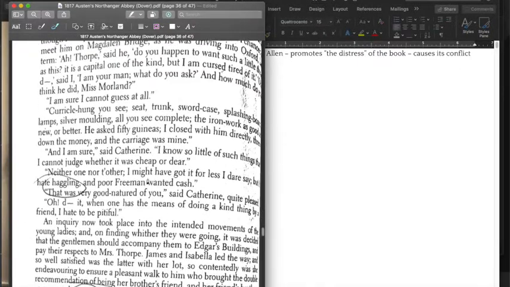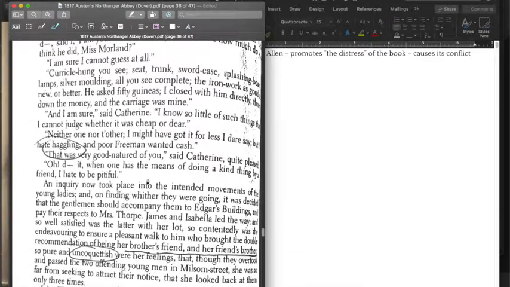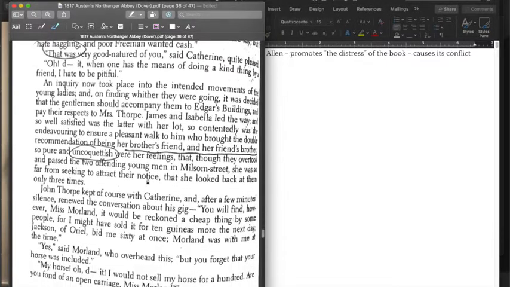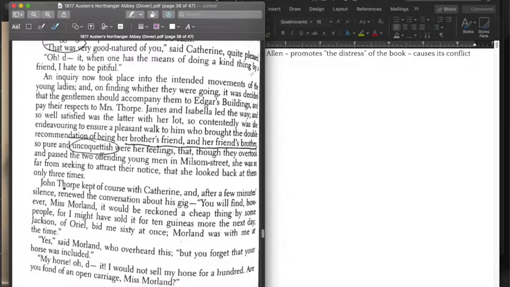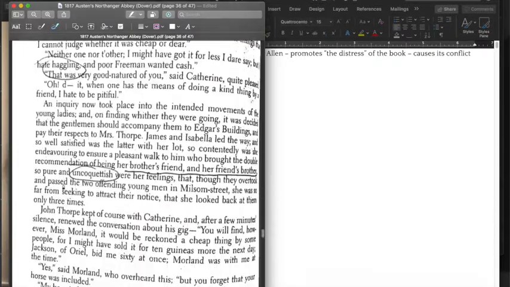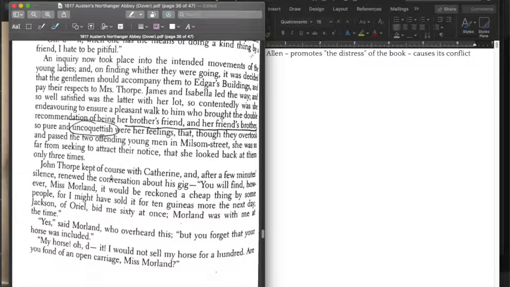All right, here we are. John Thorpe, bottom of page 26. John Thorpe kept, of course, with Catherine. So they're talking together. And after a few minutes' silence, renewed the conversation about his gig. His gig is like his carriage. It's a sporty carriage. Think about it as like his sports car.